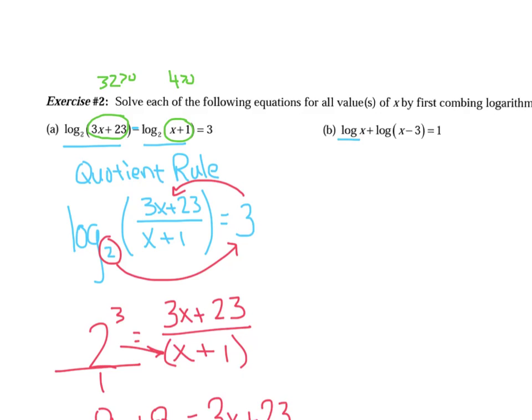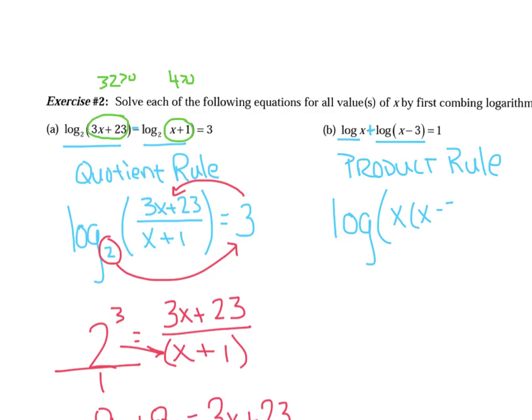Now again, we see the multiple terms, so we're going to have to condense them, and we see a plus sign. So I'm going to write down the product rule. And when we condense, what are we allowed to do? We're only allowed to write the word log one time. It's going to be log, and it's going to be x times the quantity x minus 3, because addition is linked with multiplication. I know I have a base 10, so let's say, go around the world, 10 raised to the first power equals the quantity x times x minus 3.